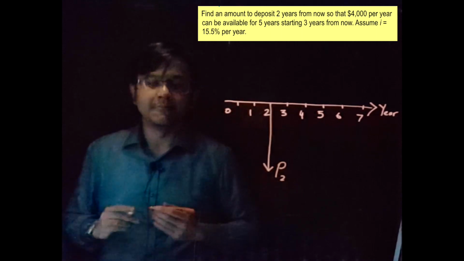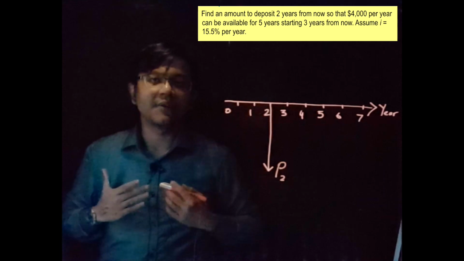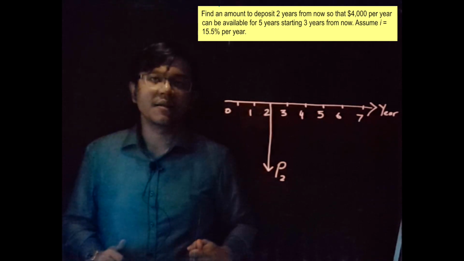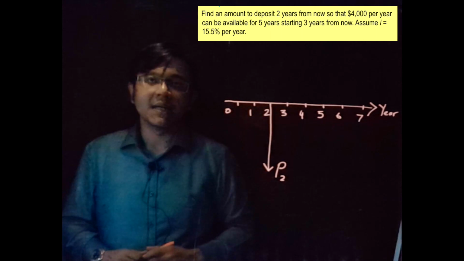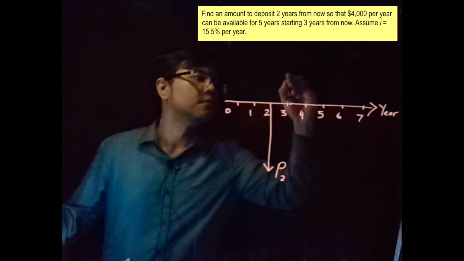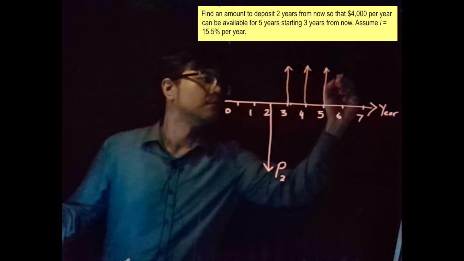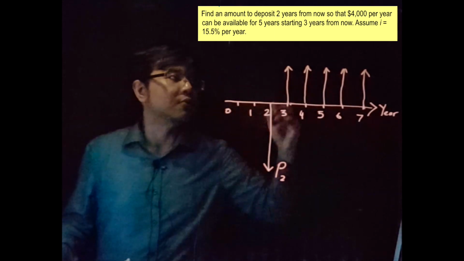Don't forget your label. And then we have a uniform series of payments that we receive every year for 5 years starting year 3 of $4,000 per year. So because it is money that we receive, it is a positive cash flow. So we draw the cash flow with an arrow pointing upwards. As always, don't forget to label your cash flows.